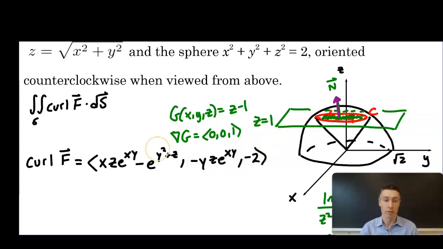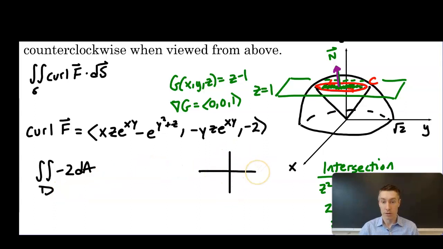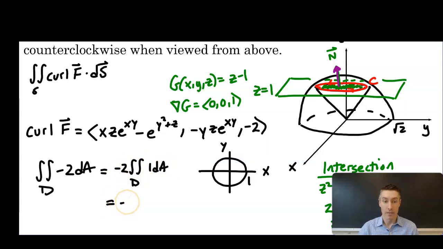The focus here is more on the surface. You should be able to set that up. So we have the double integral. Dot these two together. We get negative 2 dA over the region. Now what region are we integrating over? Well, it's that circular region inside of the boundary curve, which is going to be the circle of radius 1. Z equals 1, so we would have x squared plus y squared equals 1. So this is really negative 2 times the area of that region, which is pi. So negative 2 pi is our value.